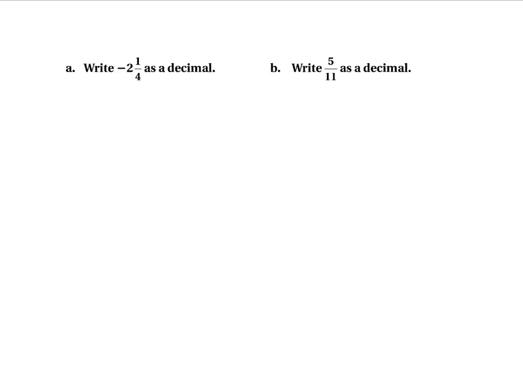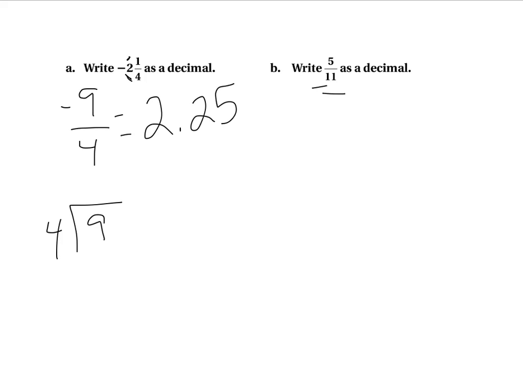Obviously, we have a couple examples here. Write -2 1/4 as a decimal, and then write 5/11 as a decimal. -2 1/4 as a decimal, easiest way of that is turn that into an improper fraction. 4 times 2 is 8, plus 1 is 9, so I'm looking at -9/4. When I go ahead and divide 9 divided by 4, I am going to get 2.25, and that of course is a negative, so -2.25 would be my answer there.